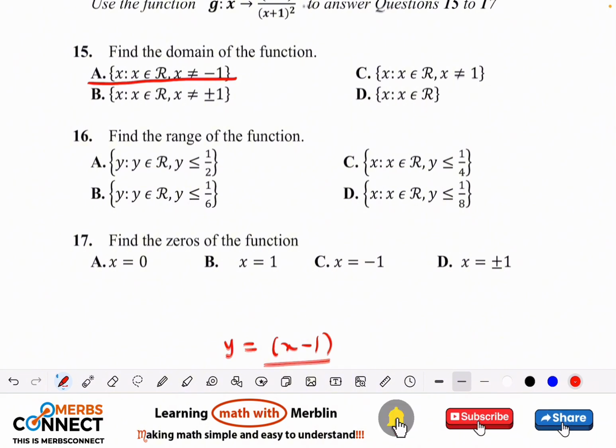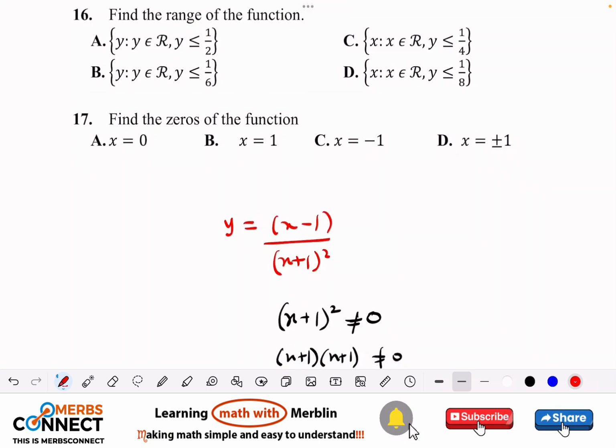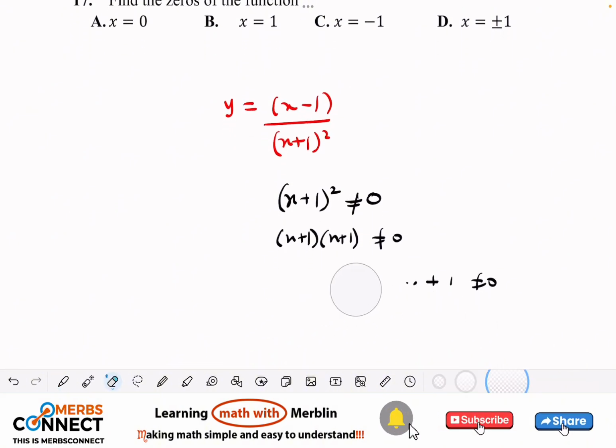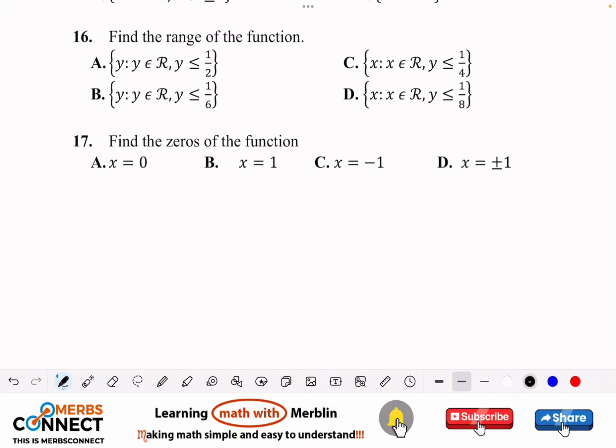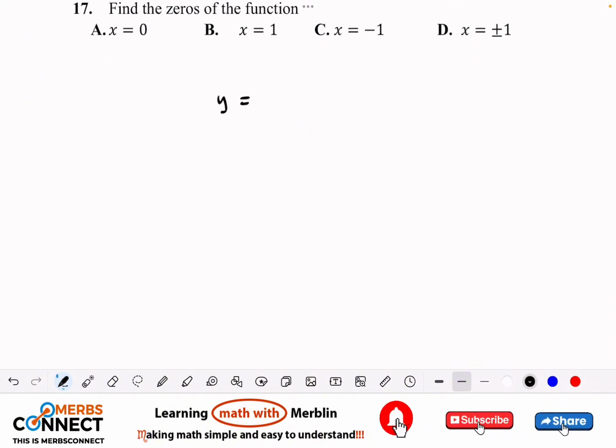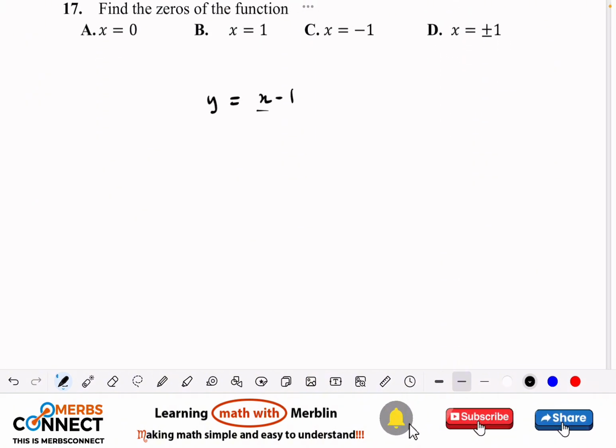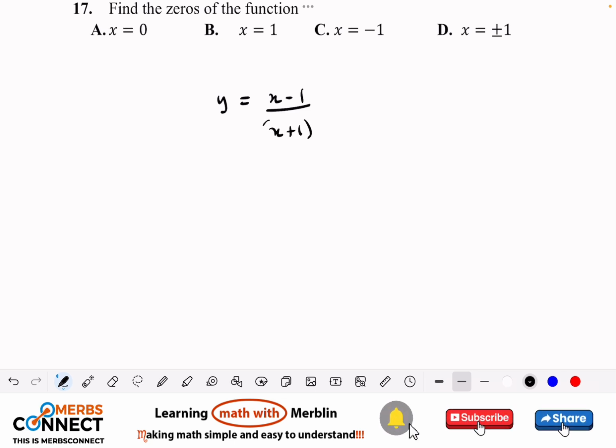The next question is, we want to find the range. Good. All right. So if you want to find the range, it goes with all the y values, right? As domain is going with x values, that's the idea with range. So let's see. Now with range, let's write our function again. y is equal to (x minus 1) divided by (x plus 1) squared.